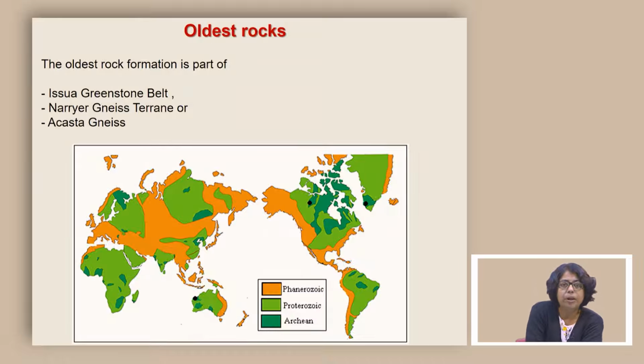When we talk about the evidence of life, we need to talk a bit about the oldest rocks too, because if we are looking for the evidence of life, it has to come from the rocks. If we look at the rocks of the oldest time, we will find the distribution of rock types, and it tells us that there are very old rocks distributed all over the world.